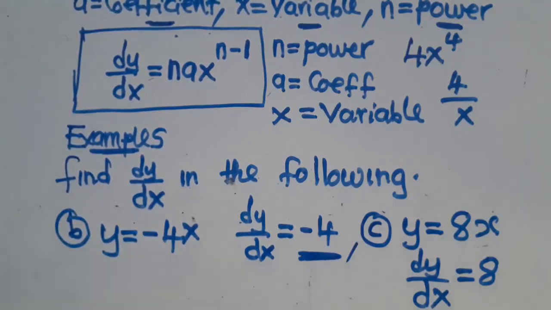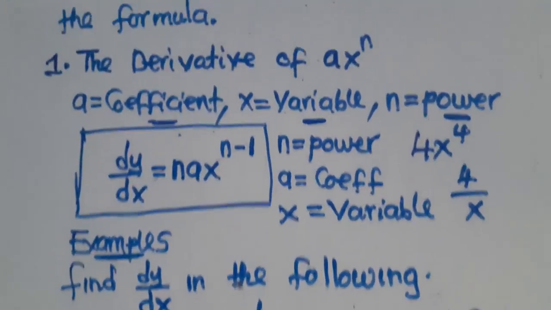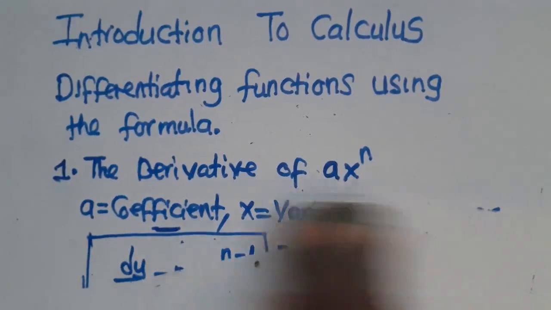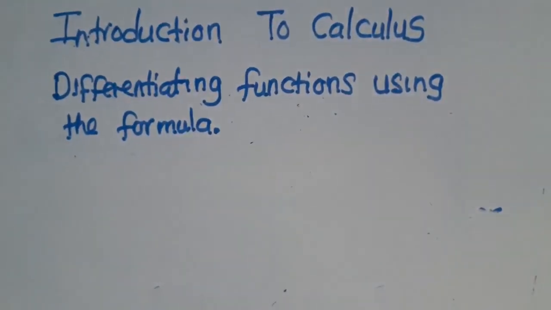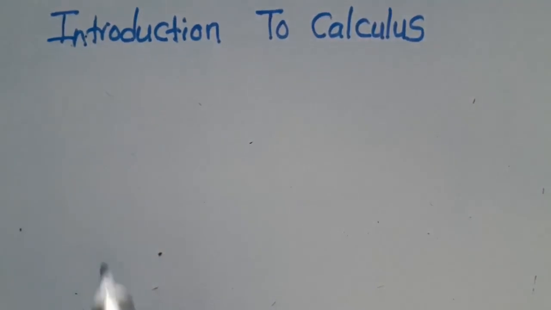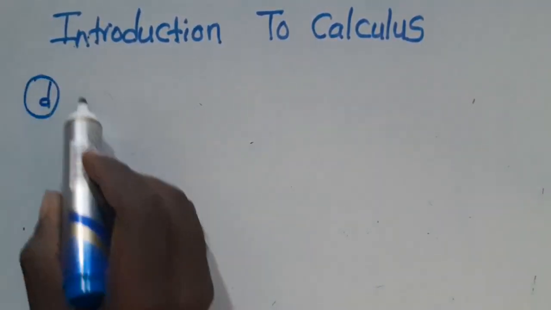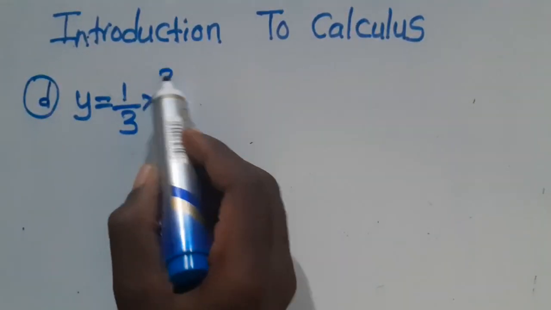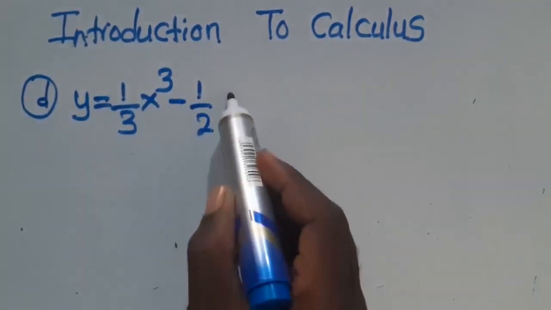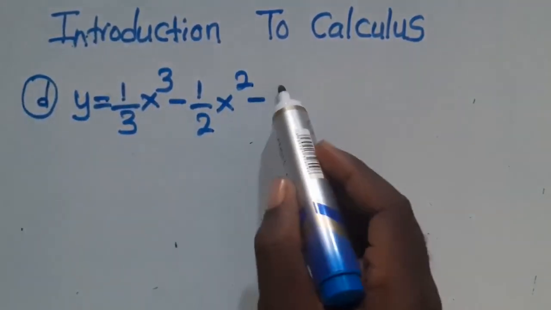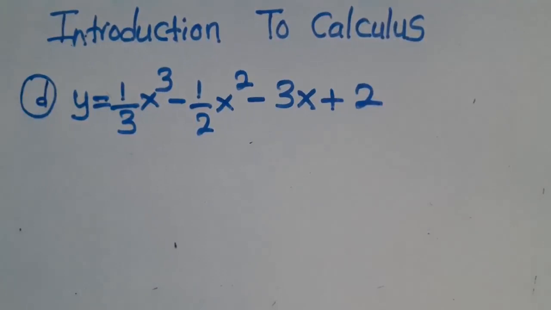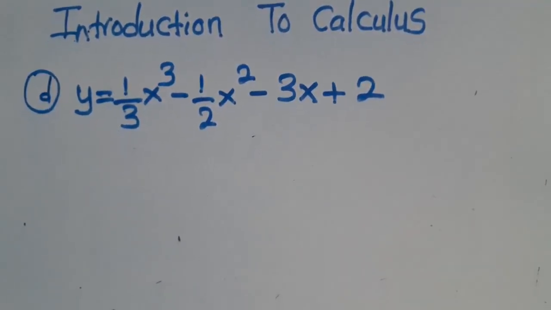These are some of the things that should be considered. Let us now look at another example. Let us look at D now, where you have D. So we are looking at this, which is introduction to calculus. So example D, which is the fourth example, you are told to differentiate this: y is equal to 1 over 3 x cubed minus 1 over 2 x squared minus 3x plus 2. You are told to differentiate that. How can you differentiate that?